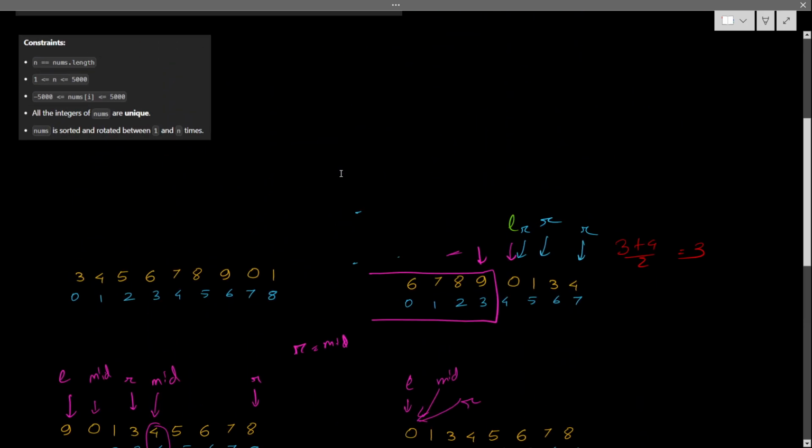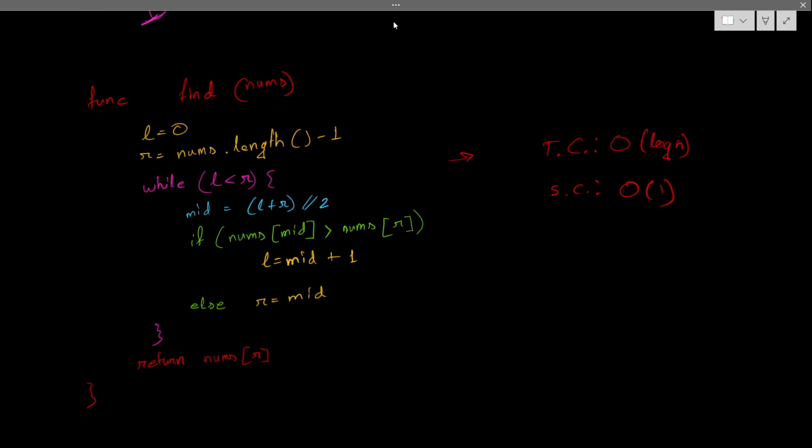This is the trick actually. The main trick is nothing but this assignment, assigning the value. L equals to mid plus 1, R equals to mid. This is what you actually do, nothing else. Hope you understand the concept.